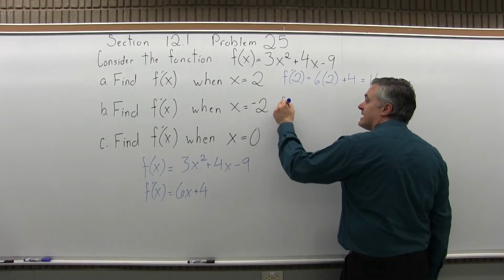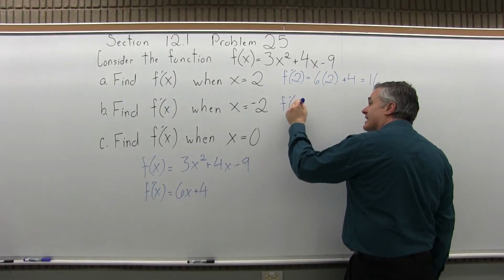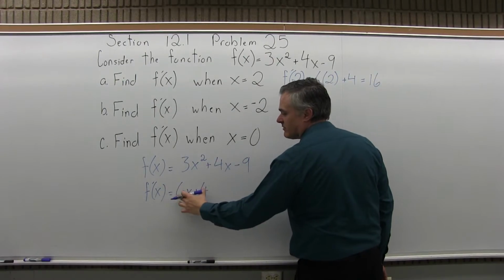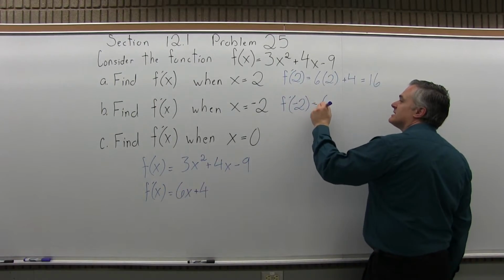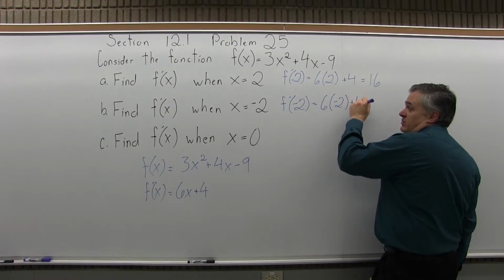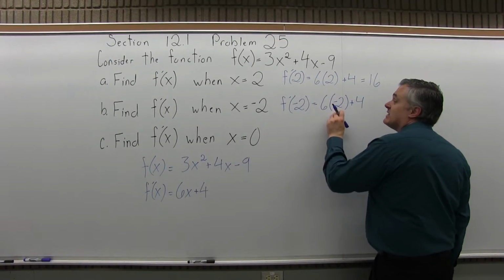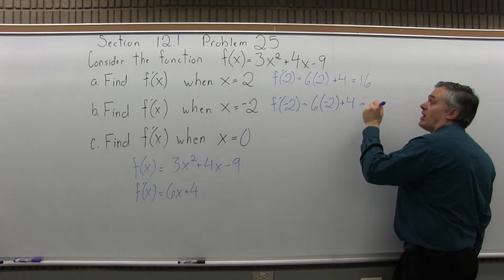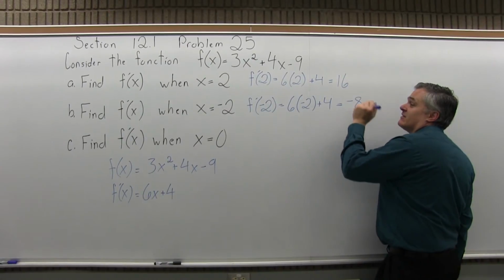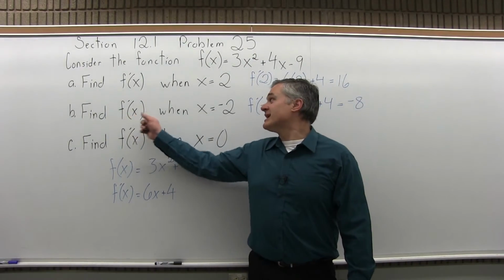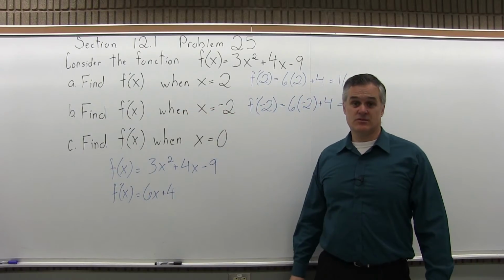Now for part B, it says find f prime of x when x is negative 2. So what I would do is f prime of negative 2 equals, so I'm going to take my 6x plus 4 for my f prime of x. 6x becomes 6 times x, or 6 times negative 2. And there's a plus 4. So I have negative 12 plus 4. Negative 12 and positive 4 is negative 8. So for the answer for part B, f prime of x is negative 8 when x is negative 2.